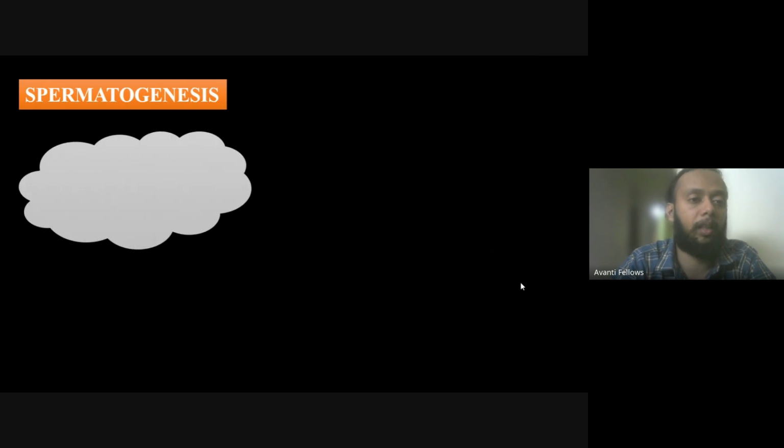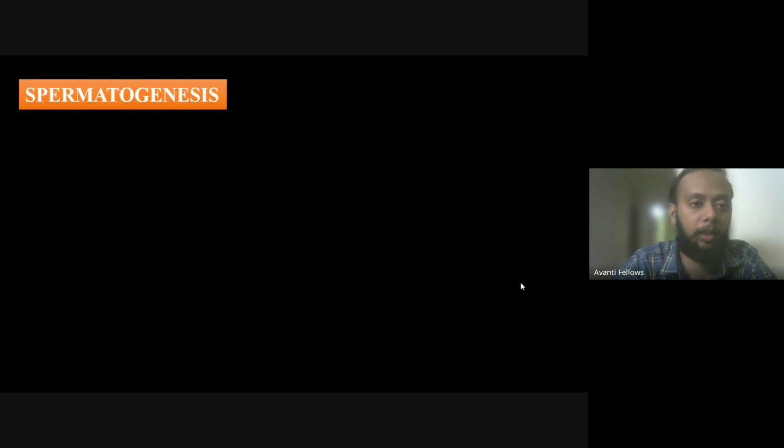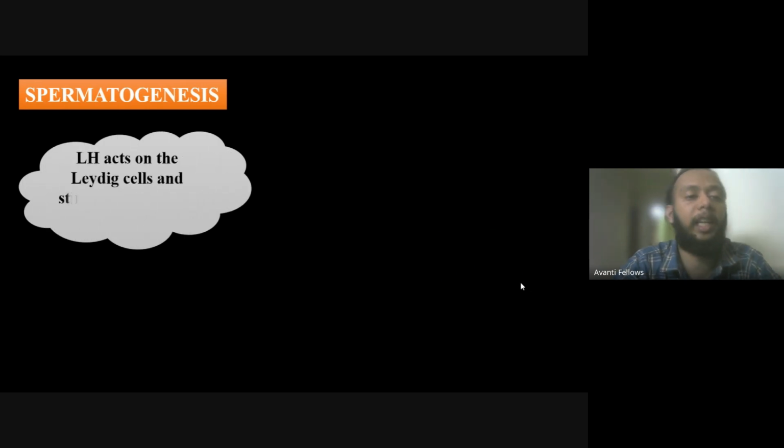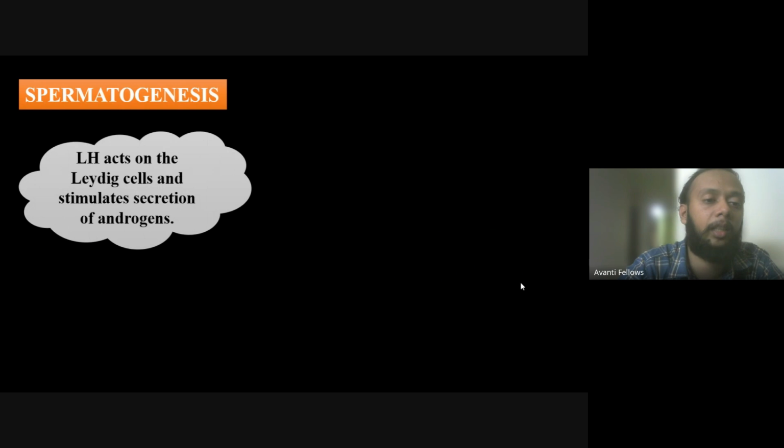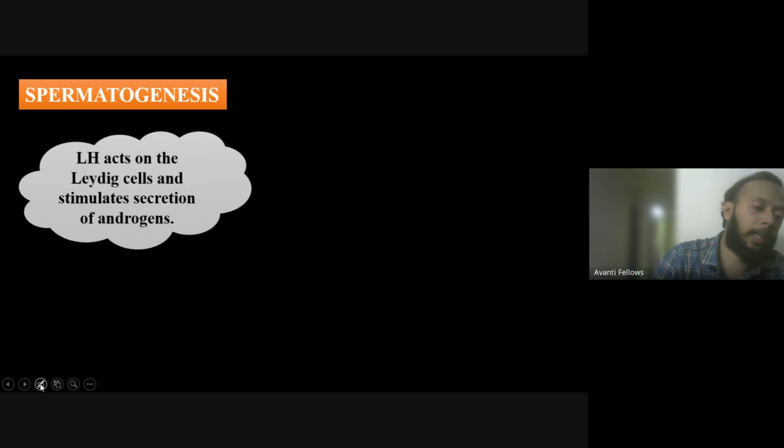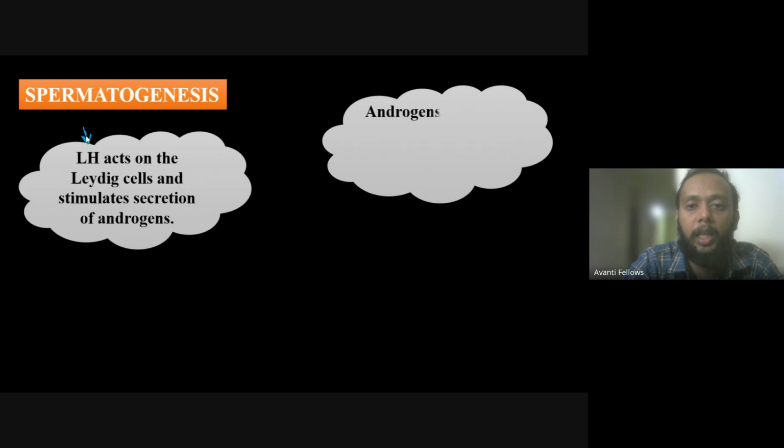Okay. Then what will be happening after that? Now let's have a look over here. LH acts on the Leydig cells and stimulates the secretion of androgen. So as I've told you, LH will go and act on the Leydig cells और वहां से क्या करेगा? आपका androgen बनाने में आपकी मदद करेगा. Okay. And then androgen in turn stimulates the process of spermatogenesis.